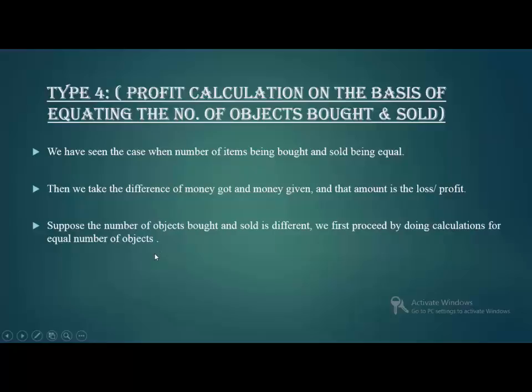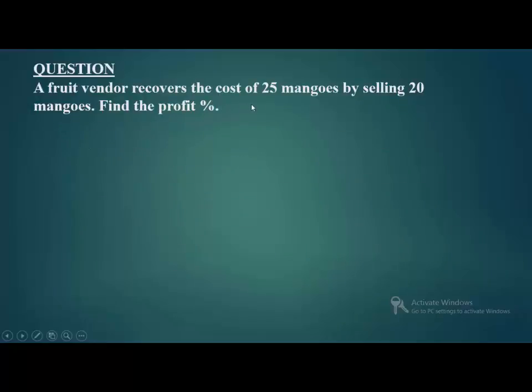A fruit vendor recovers the cost of 25 mangoes by selling 20 mangoes, and we have to find the profit percentage. As we see, the cost price of 25 mangoes equals the selling price of 20 mangoes. Now how to proceed, I will show you here.